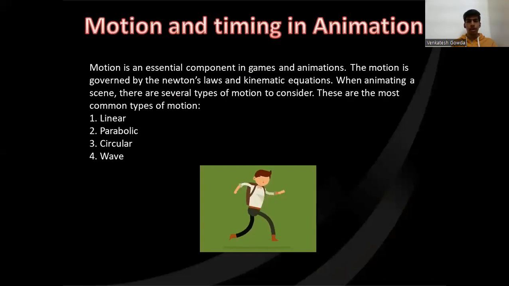Motion is an essential component in games and animations. The motion is governed by Newton's laws and kinematic equations. When animating a scene, there are several types of motion to consider. These are the most common types of motion: linear motion, parabolic motion, circular motion, and wave motion.